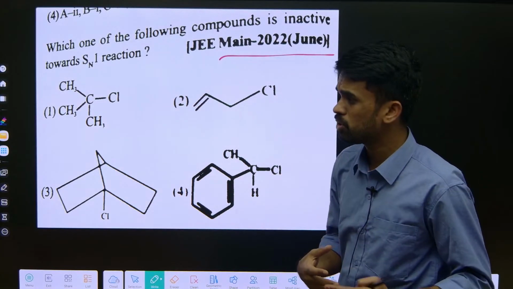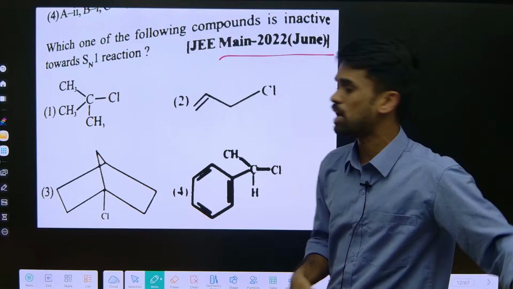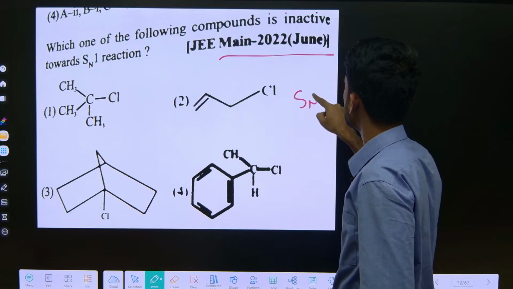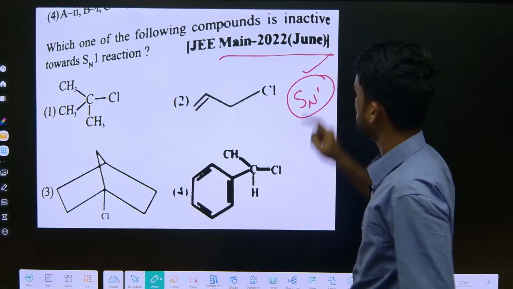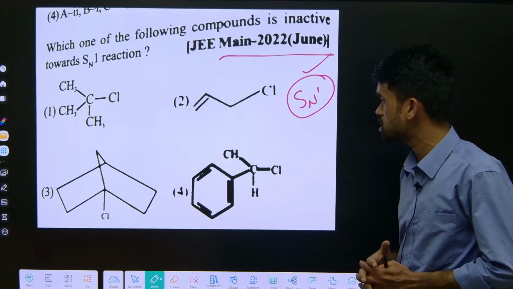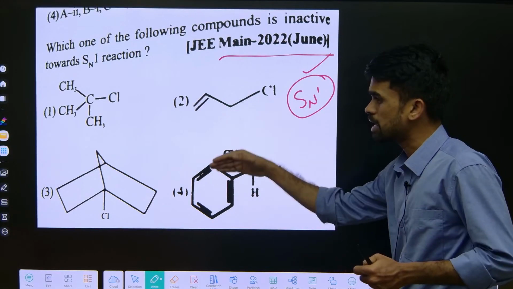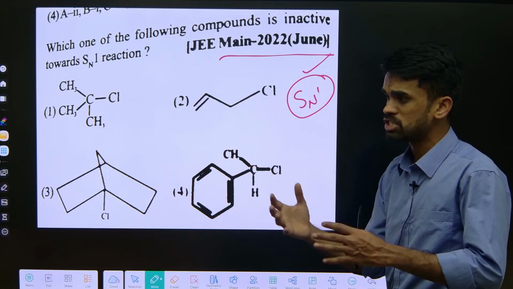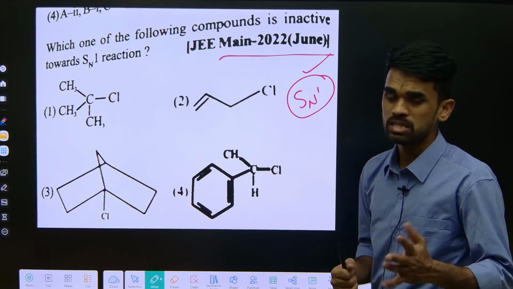If you are unable to get it, you can watch my yesterday's live session on the discussion of SN1 reaction, because I already explained this type of example in the last discussion. So just try. If you are unable to get it, you can watch yesterday's session after this session.